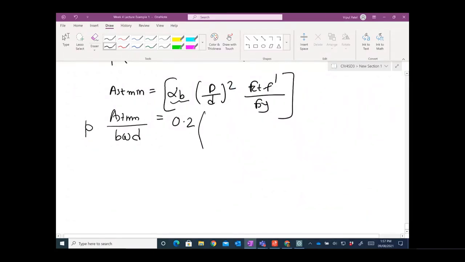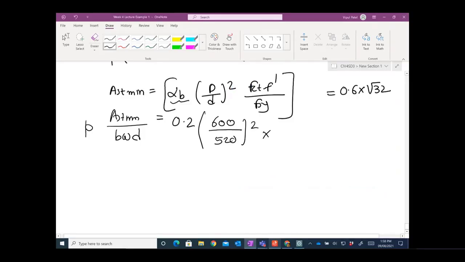Now the depth is given, 600 over 520 for small d. Now this fct.f is 0.6 times the square root of 32. If you go to section number three, clause 3.1.1.3, you will find these fct.f values. Probably we will not finish these examples. As I mentioned in the workshop, I will take you through the remaining examples. So 3.39 megapascals over 500. So basically that is your minimum reinforcement ratio.